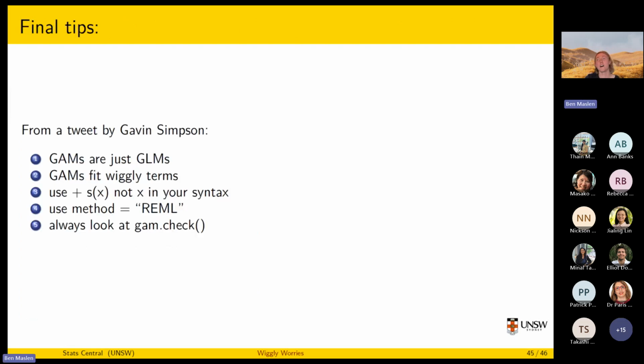So, final tips. There's a tweet by Gavin Simpson who said that GAMs just simplified everything. That if you want maybe some takeaways, GAMs are just GLMs, generalized linear models. GAMs fit wiggly terms. Use plus s(x) in your, not x, in your syntax. Use method equals REML, and always look at gam.check.